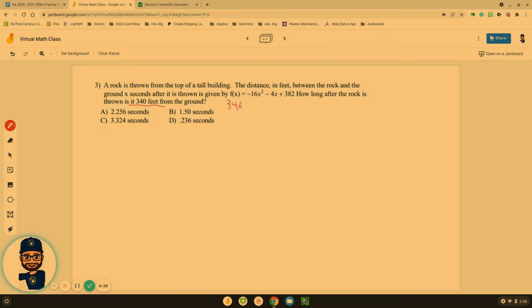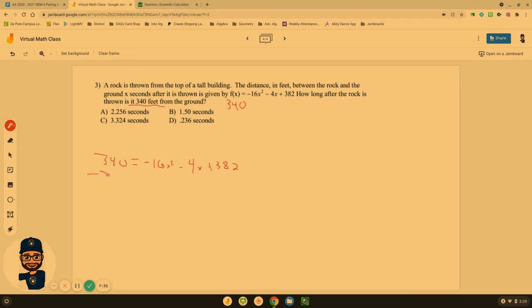So we're going to set everything equal to 340, because it wants us to know how long it will take the rock to get to that height, to that 340. So it's a little bit different. You have to make sure you read the context of the problem very carefully. Now, one of the things we talked about in using the quadratic formula and identifying the A, the B, and the C is that the equation needs to equal 0.